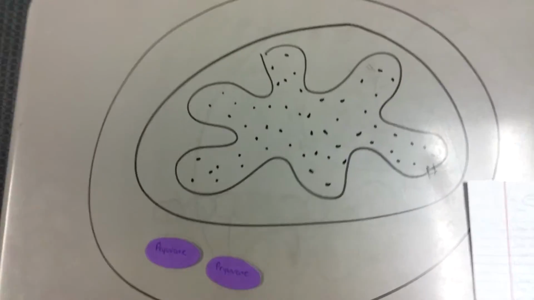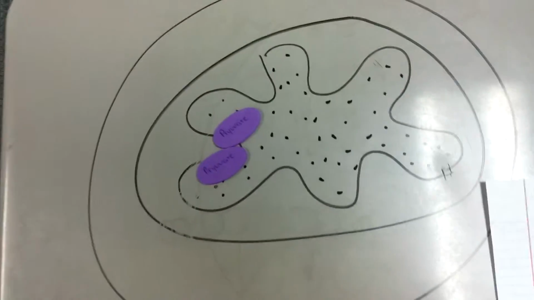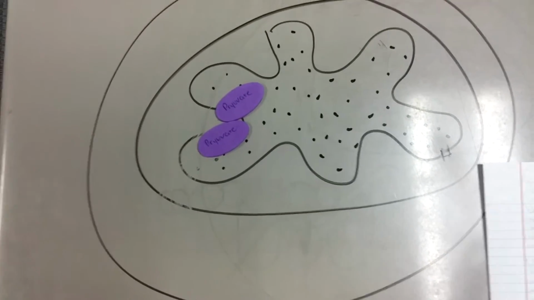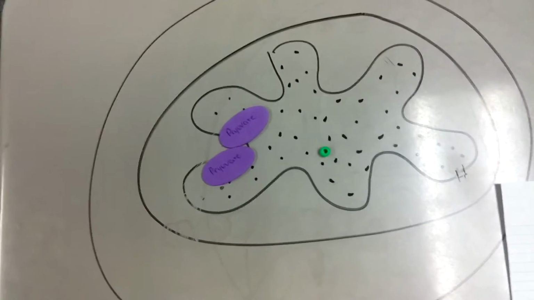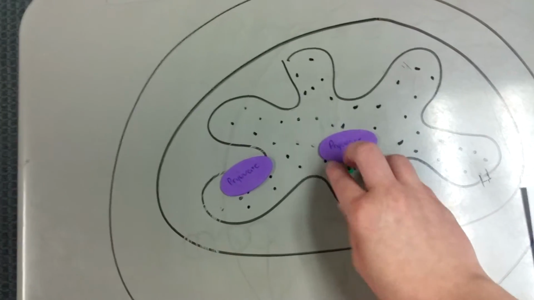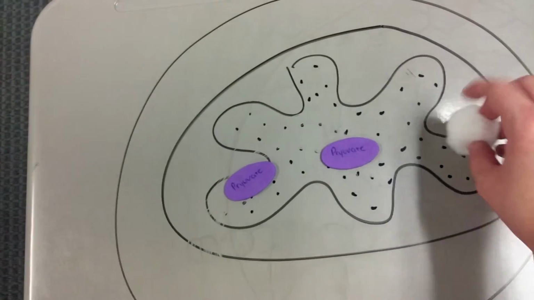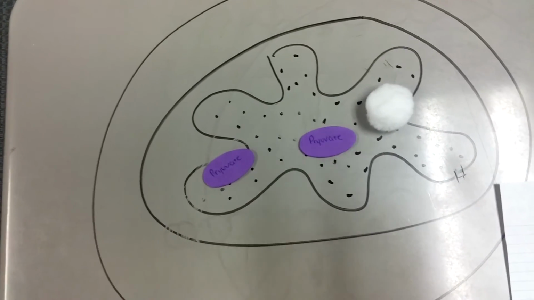So when pyruvate diffuses into the mitochondria, it must be decarboxylated, which I explained earlier. So this is done with an enzyme named coenzyme A. So once the pyruvate is completely decarboxylated by coenzyme A, it creates acetyl-CoA, which is necessary for the Krebs cycle.